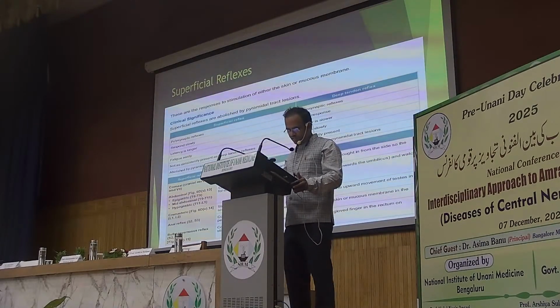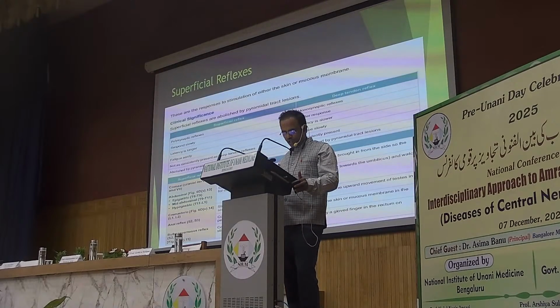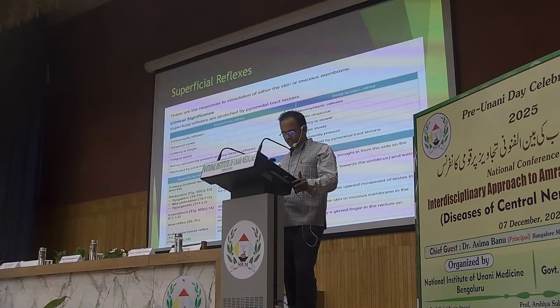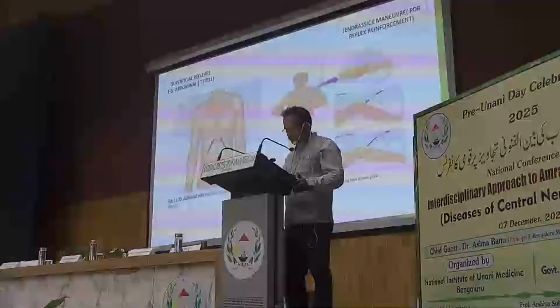The cremasteric reflex usually carries a root value of L1, L2, where you stroke the inner aspect of the thigh and there will be contraction of the scrotum. Similarly, the anal reflex has a root value of S2, S3. If you stroke around the anus, there will be contraction of the anal muscles. For the bulbocavernosus reflex, you wear a glove and insert a finger into the anal canal. This is the same thing I explained.